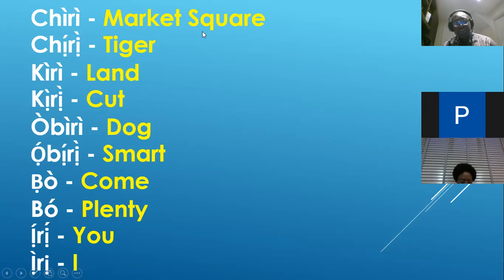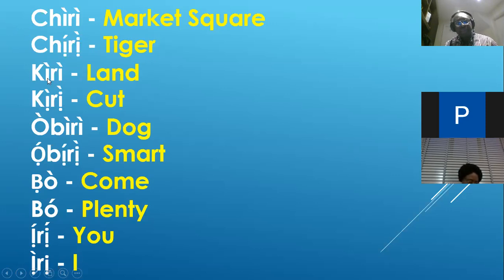Market, square, chiri, tiger, cherry. You can see the I here has a dot underneath, so it's the A sound and the stress mark is rising. So I say chi, my voice is going up. And then I say cherry, the second time is coming down. Chi, the stress mark is going up. Re, the stress mark is coming down.